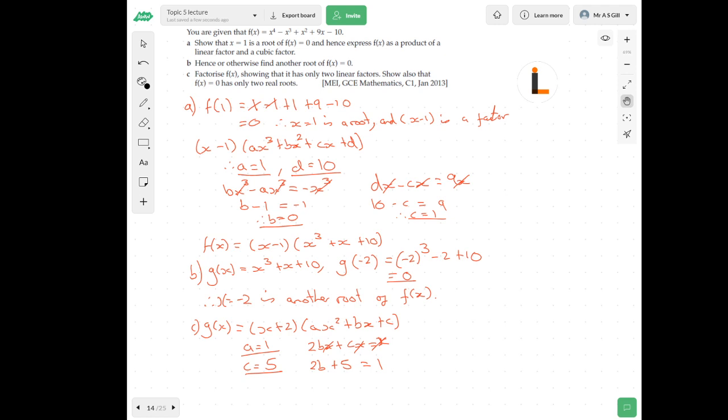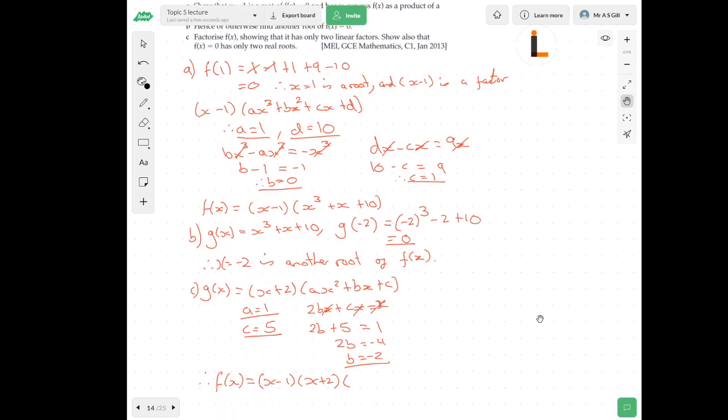So you can see at the bottom here, I've got my values for A and C, and also now B. So putting this all together, you say therefore f of x is equal to x minus 1, which was our original factor, x plus 2, and then using the values of a, b and c that we've just found, let me scroll this up, we're going to get x squared minus 2x plus 5.